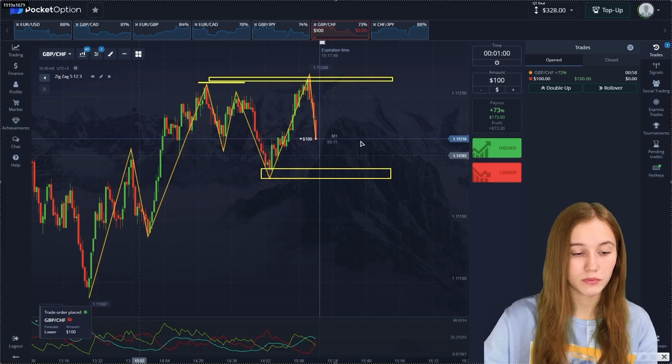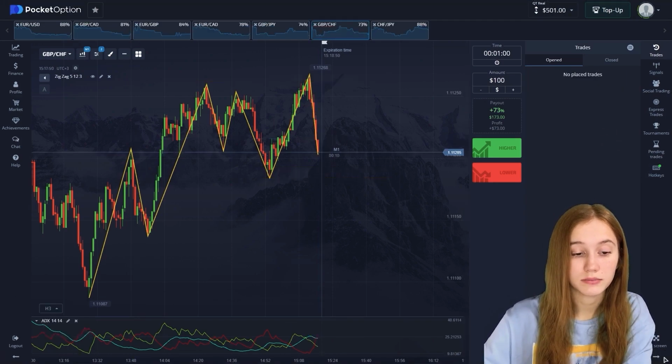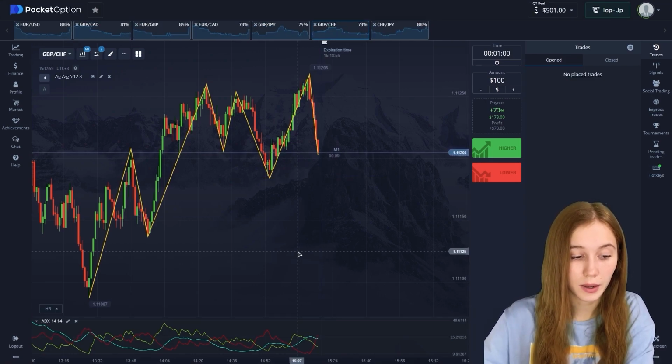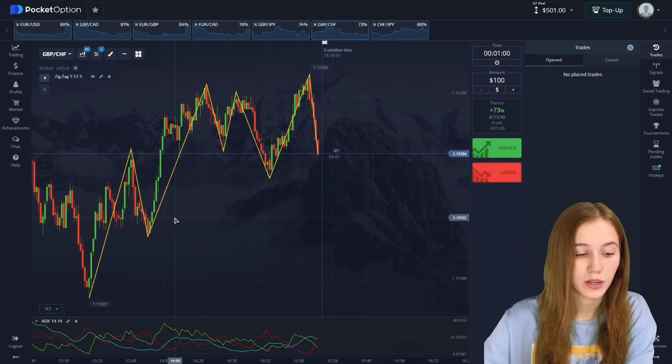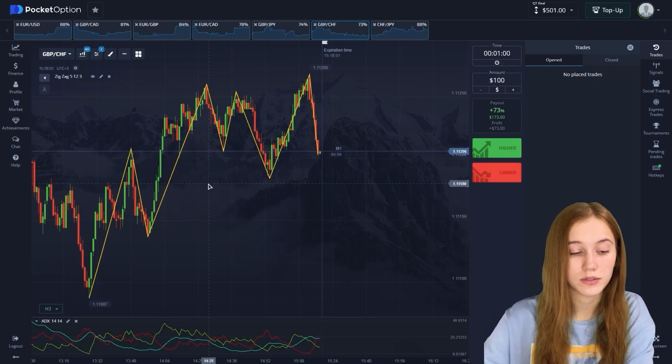So the intensity drops, some increasing, but this doesn't matter, and we just look. Yep, we're in the black. Our balance is $501. Good.